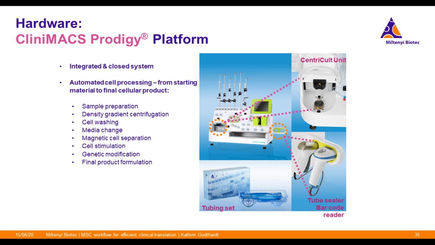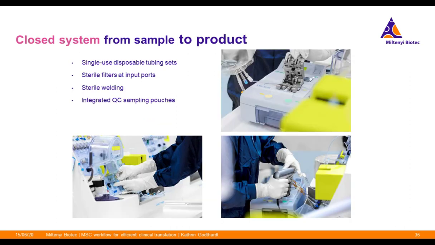So the hardware here, some description on that. The CliniMACS Prodigy platform is an integrated and closed system for automated cell processing from starting material to final cellular product. What we can do is sample preparation, for example, the density gradient centrifugation to isolate MSCs from bone marrow. Cell washing is possible, media change, magnetic cell separation, cell stimulation, genetic modification, and final product formulation. So the closed system from sample to product, that is what we want.